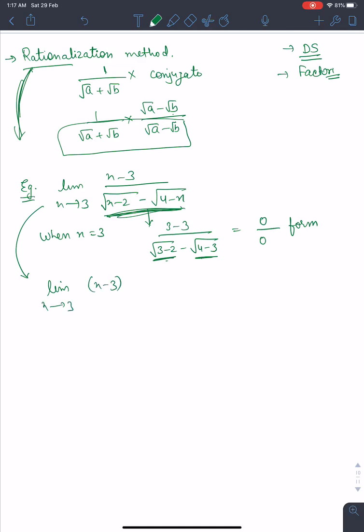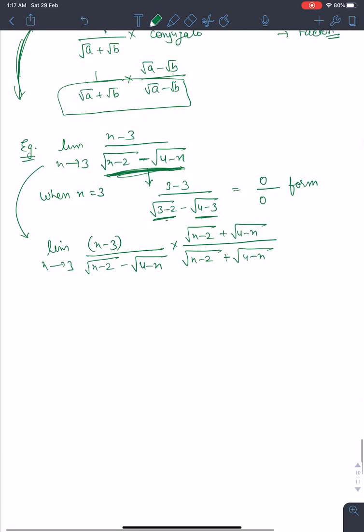So x minus 3 is already there. You can see that you are supposed to multiply with its conjugate. Conjugate means if it is of minus, you are supposed to multiply with the plus factor with this. That means root of x minus 2 minus under root 4 minus x into, I'm going to multiply with root of x minus 2 plus root of 4 minus x upon, and again I am going to divide with the same factor. Okay, so limit x tends to 3.